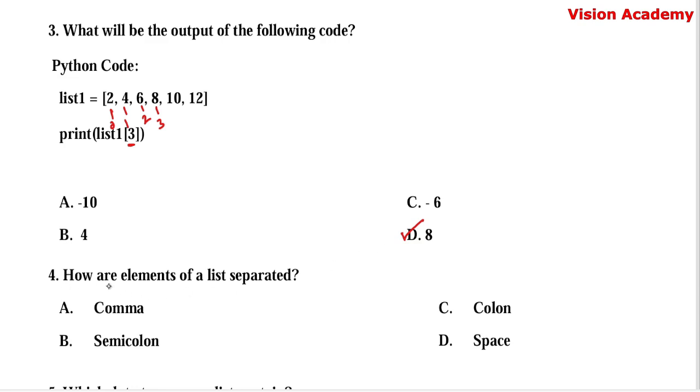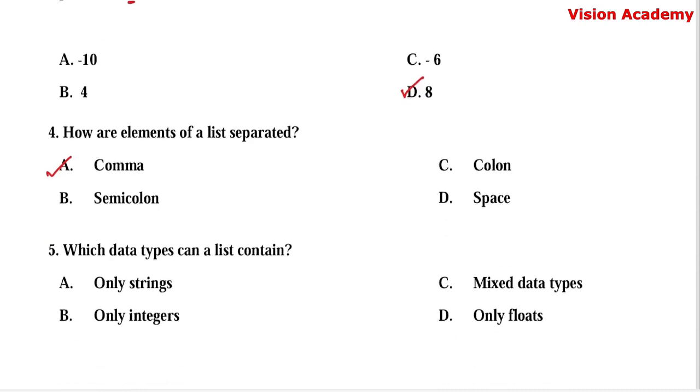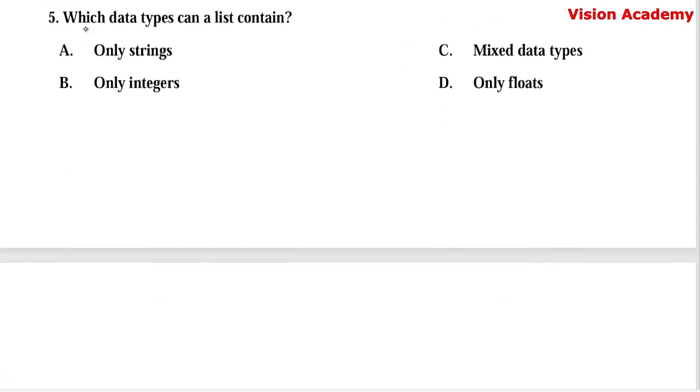Question number 4. How are elements of a list separated? Option A comma, B semicolon, C colon, D space. Here the right answer is option A, comma. Question number 5. Which data type can a list contain? Option A only strings, B only integers, C mixed data types, D only floats. Here option C, mixed data types.